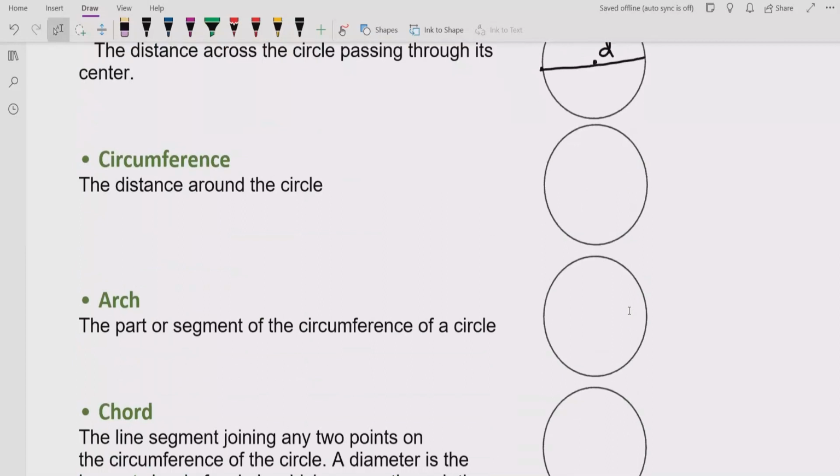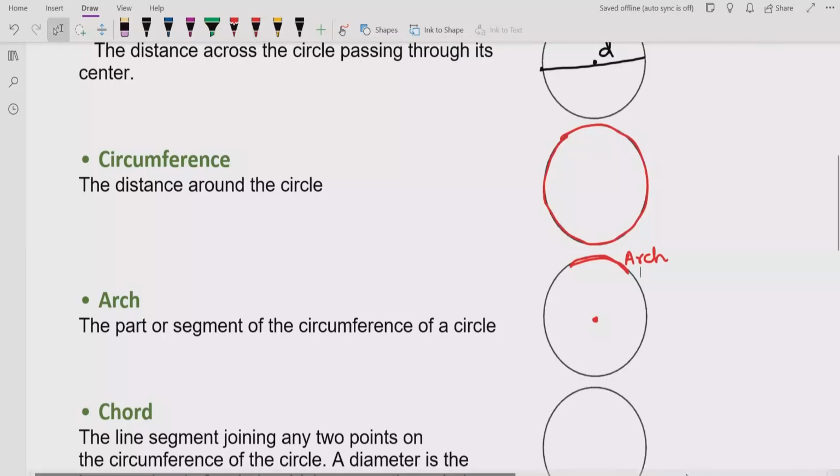Now let's talk about the circumference. The circumference is basically the distance around the circle. This is the circumference. The boundary of the circle is called the circumference. An arc is basically a part or segment of a circle. Suppose this is the center of the circle and this is a small part on the circumference.